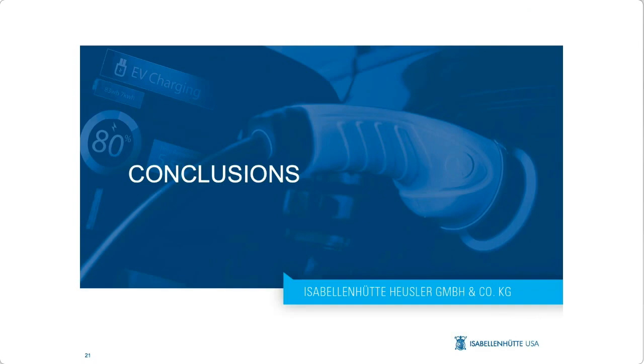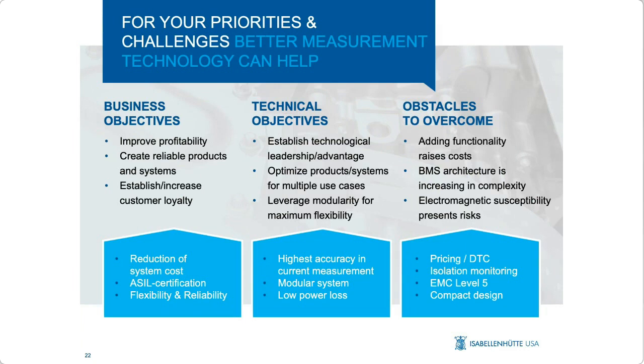Now that we've learned about some aspects of smart sensing under functional safety aspects, now let's wrap up things and see how we can actually face our challenges with possible solutions and the things we need to tackle this topic. Now, we looked at this slide at the beginning of this presentation, and now that we learned about some aspects of smart sensing under functional safety aspects, we want to look at how better measurement technology can help you overcome your challenges and help with your priorities.